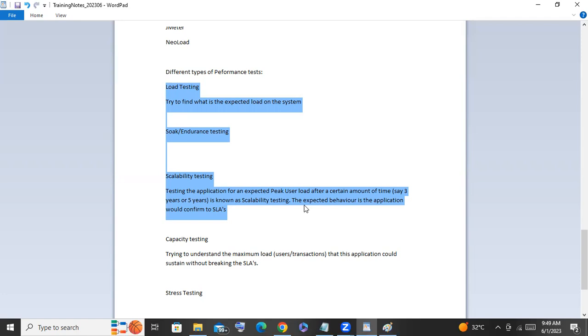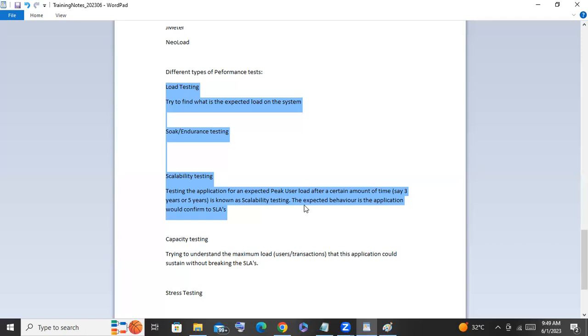We can actually get the definitions from Google. If we understand the basic concepts of what these particular types of tests mean, the other types of tests we can very easily understand. But these are the important things that you would definitely do: the load testing, soak testing, and scalability testing. These are the tests that we would definitely do.